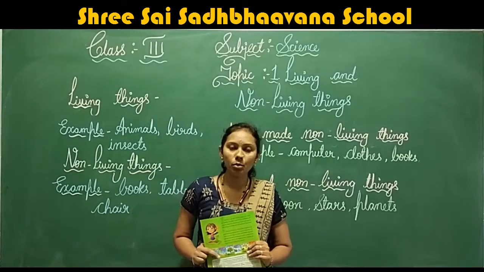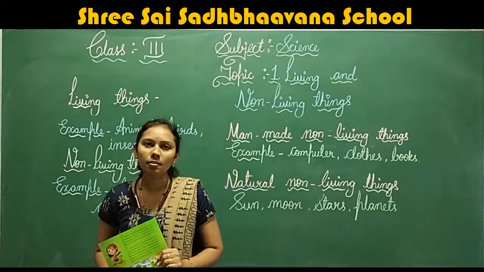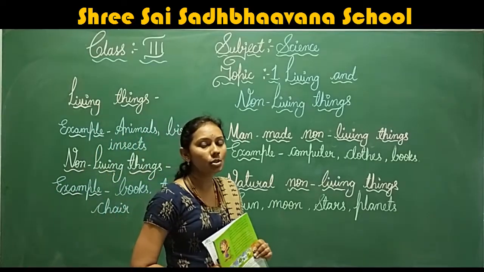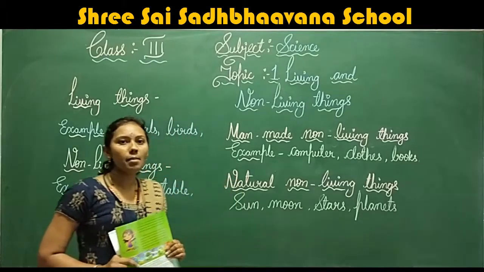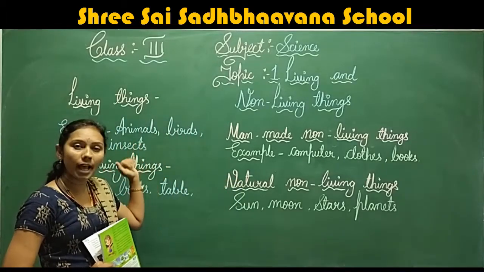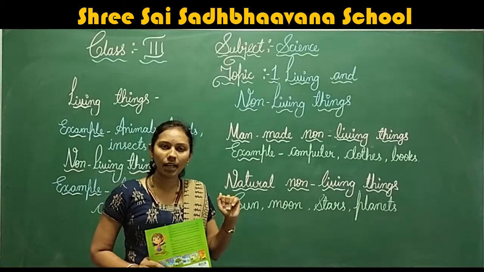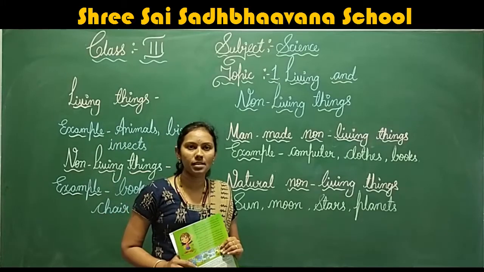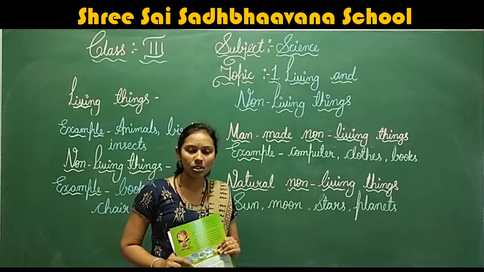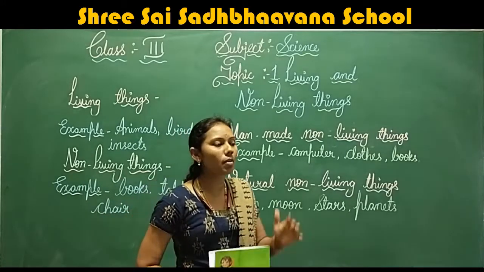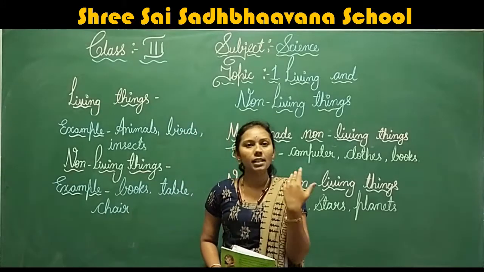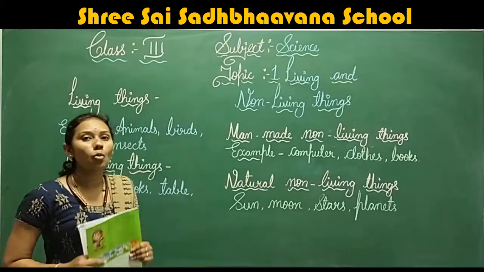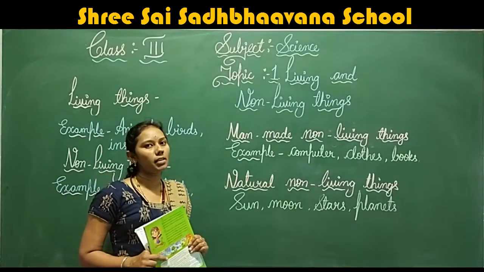Right children? They move. Why do they move? They move in search of food and shelter. So now I told you the example, living things move, like animals move from one place to another. Right? Yes. Birds move from one place to another place in search of food. So the things which move from one place to another place in search of food and shelter are called living things.